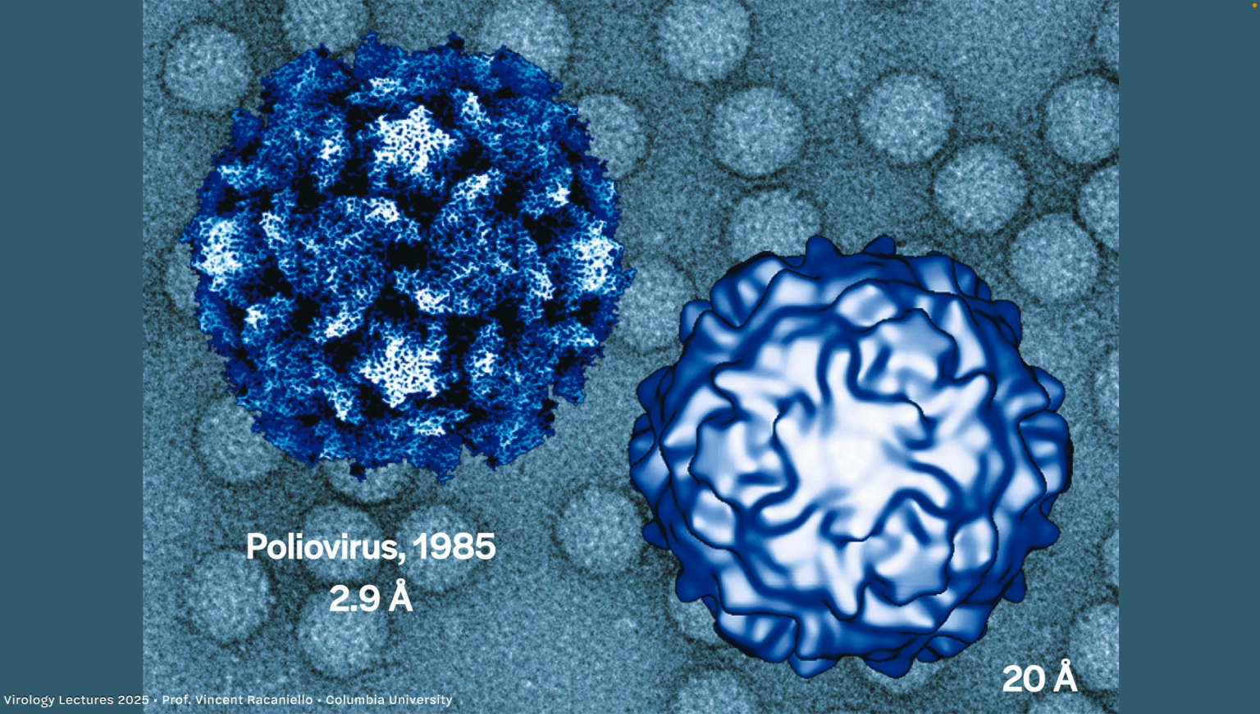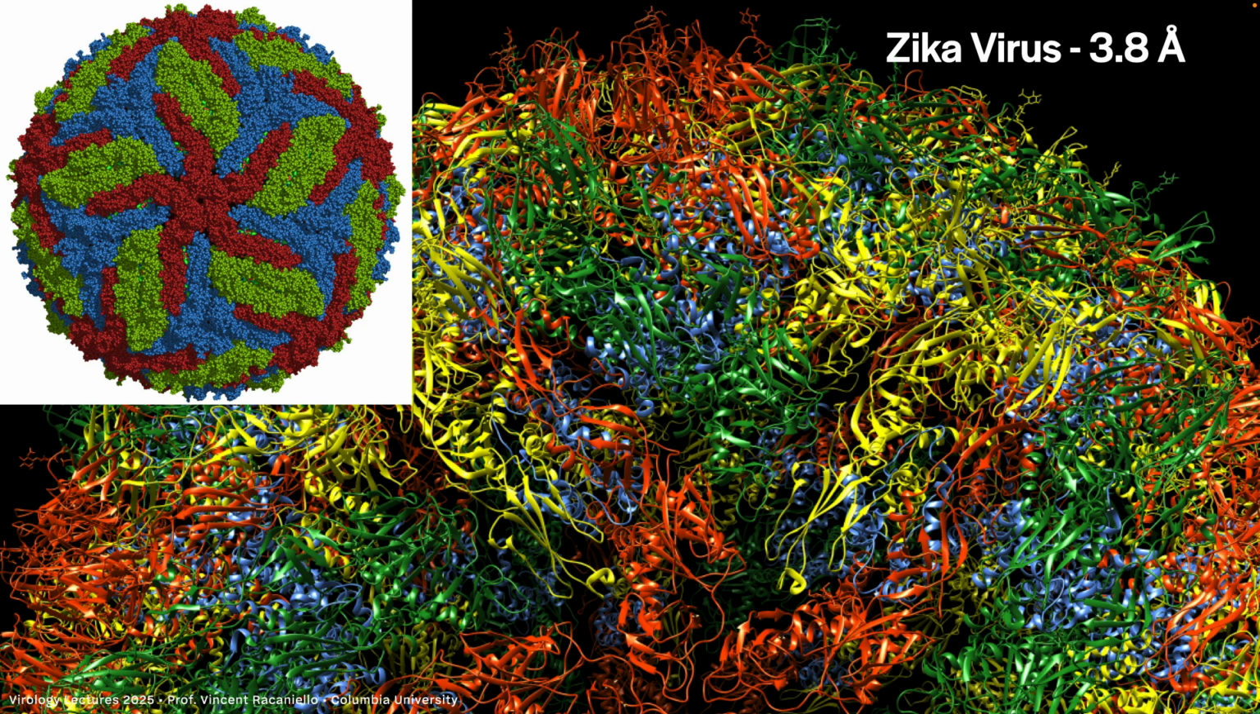And on the right is the cryo-electron version, 20 angstroms, much less resolution back then, but now it's equal to X-ray crystallography. And you can see, you can only see the surfaces of the virus particle. You can't see any details about atoms. But now cryo-EM has equaled X-ray crystallography, and it's also much faster. So here are a couple of examples. Here's Zika virus in 2015.